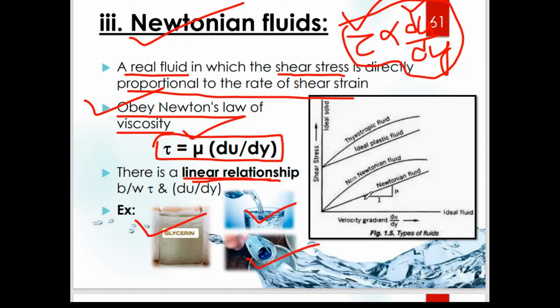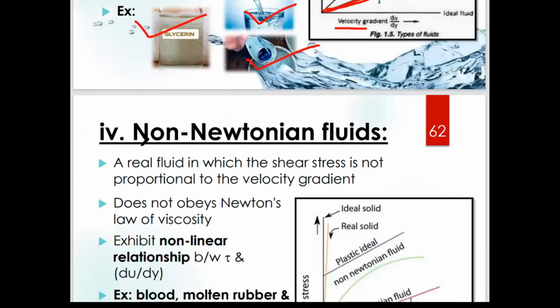You can see this linear relationship, the linear line. That represents the Newtonian fluids, because shear stress is directly proportional to velocity gradient, or shear strain. So it represents a linear curve. The next is non-Newtonian fluids.